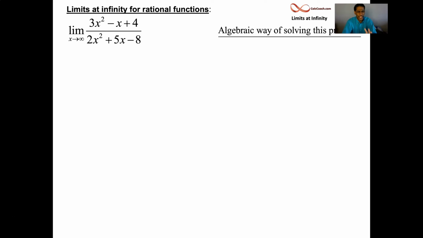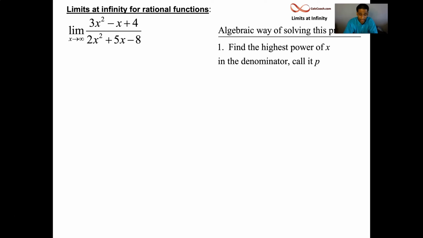All right, so here's what you need to do. You need to look at the numerator, look at the denominator, and focus all your attention on the highest power of x in the denominator. Let's call that p. For us in this question, p is equal to 2. You're going to multiply by the reciprocal of x to the p, x to the 2. The reciprocal of that is 1 over x to the 2 in this question.